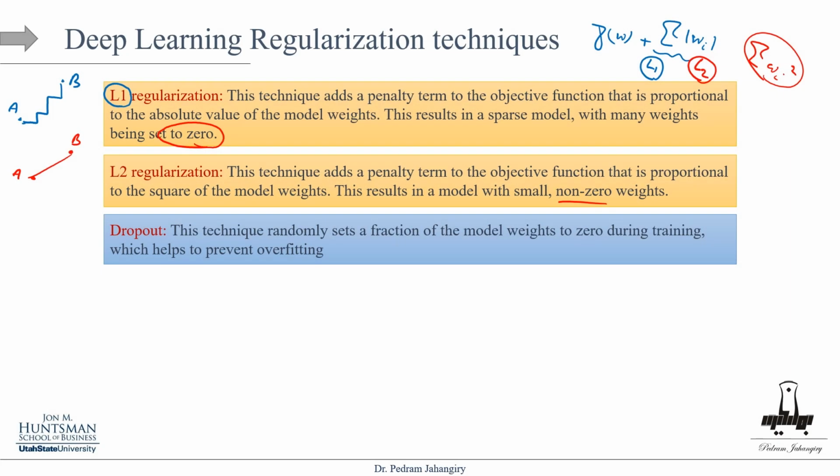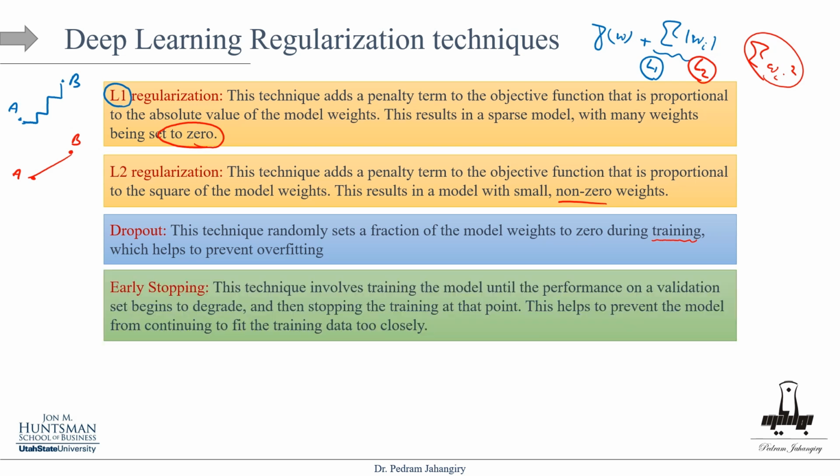The next one is dropout. This is maybe one of the most commonly used ones, and the technique is pretty simple. It randomly sets a fraction of model weights to 0, and it happens only during training. This is really important. It sets those weights only in the training part of the process. This helps to prevent overfitting. I'm going to talk about dropout in the next slide, so there are more details to talk about.